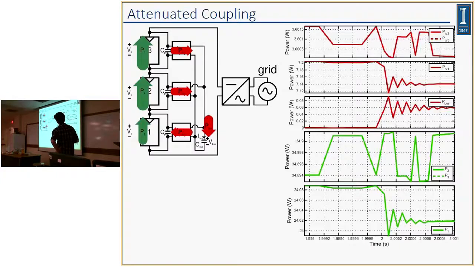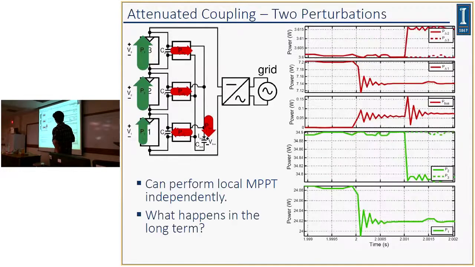So you can take advantage of this characteristic to do maximum power point tracking locally and irrespective of each other. I'll show that in the next few slides. This next slide shows 2 perturbations. It's the same situation at 2 seconds.